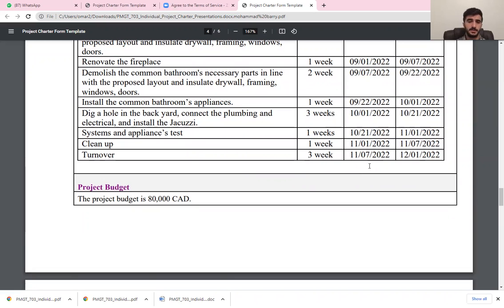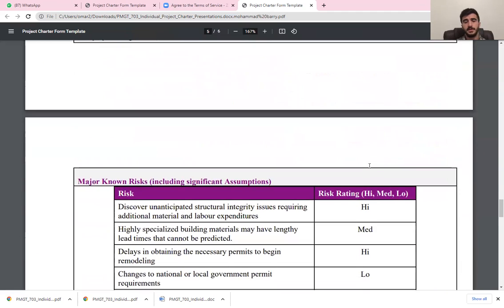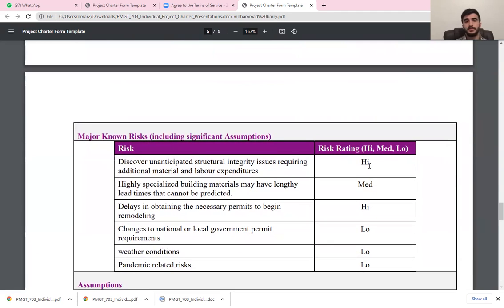Project budget, the most important thing that our sponsor is going to provide, which is the homeowner here: 80,000 Canadian dollars. And the risk here, the major risks. You have to identify the risks for your team and for your sponsor, because there's something that you can't control that could affect the project, the quality, the plan. Maybe it's gonna be delayed. So the risks are supposed to be identified.